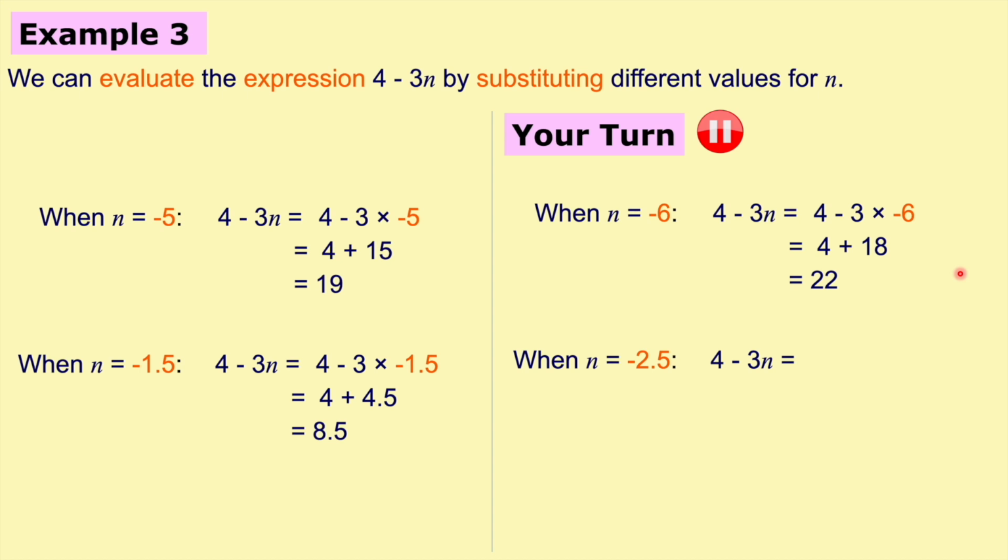Our next one is n equals negative 2.5. So 4 subtract 3 multiplied by negative 2.5 gives you 4 plus 7.5, because negative 3 times negative 2.5 gives you 7.5. And you should have 11.5. So well done if you got those.